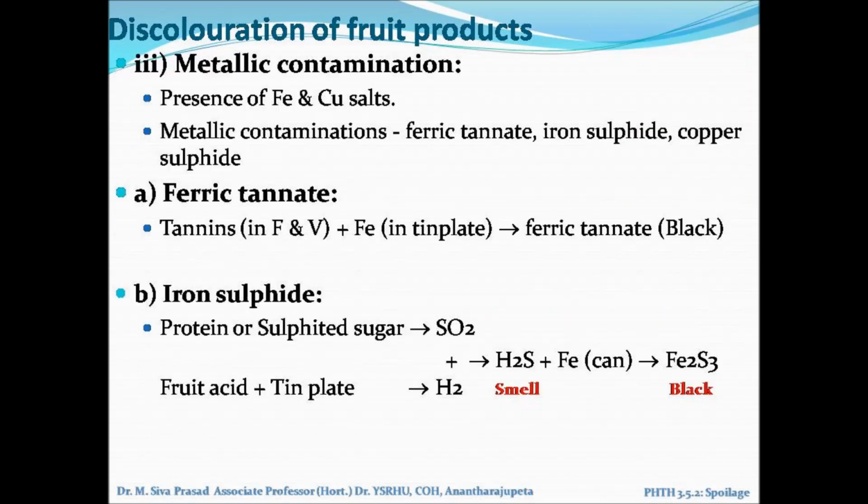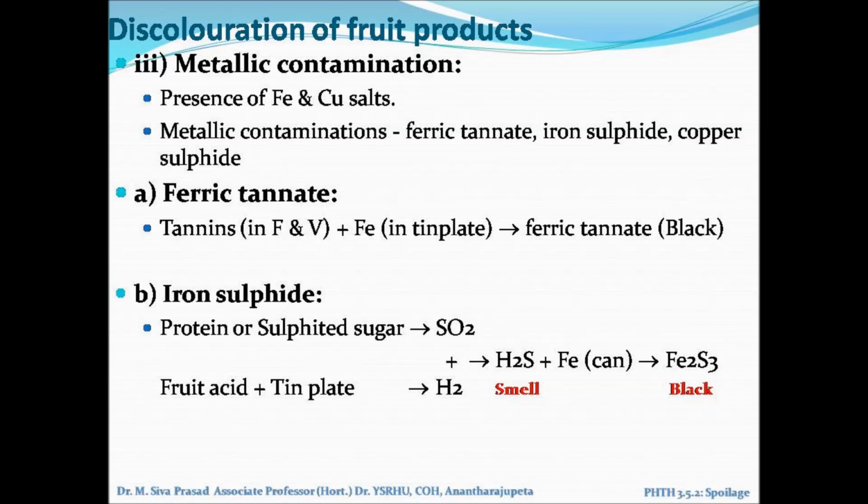Another reason for the discoloration of the fruit products is metallic contamination. The metals which are present in the machinery and in the cans, or even in the food products or the fruits, are involved in a series of chemical reactions. They bring about a discoloration, whether it may be black, or a change into a different color or shade, or gray, which will cause a discoloration of the fruit product.